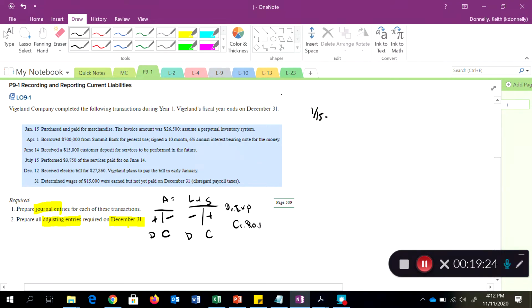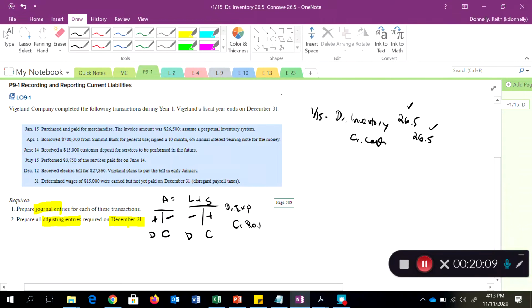So it looks like January 15th, that's our first journal entry. We purchased and paid for merchandise. The invoice amount was $26,500. Assume a perpetual inventory system. And again, this is problem 4.1 in the book. So basically, we know here our first journal entry, we bought inventory, debit inventory, an asset which increased, $26,500. Credit cash, 26.5. Our debits equal our credits.